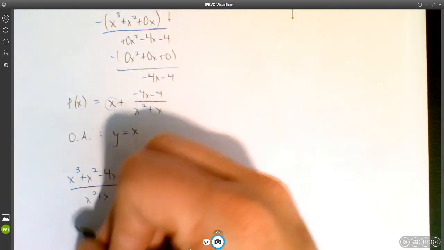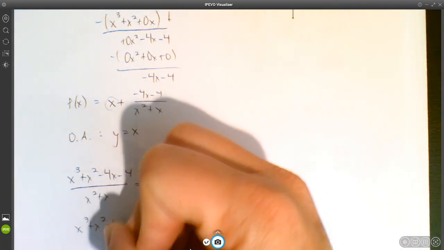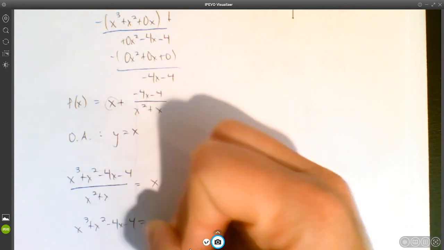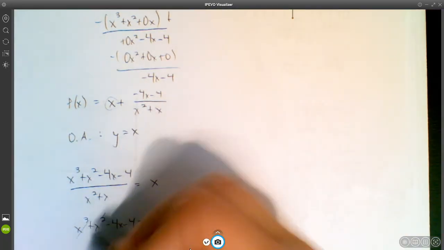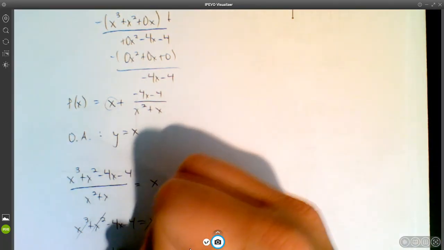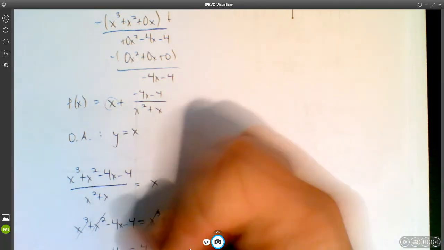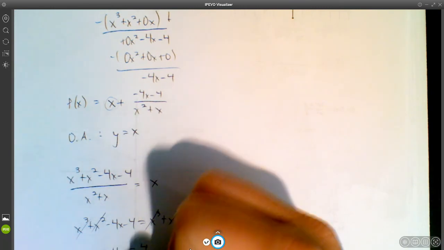So we would get x cubed plus x squared minus 4x minus 4 equals x cubed plus x squared. Those are going to cancel. We get negative 4x equals 4 if I move the 4 over, so x is negative 1.